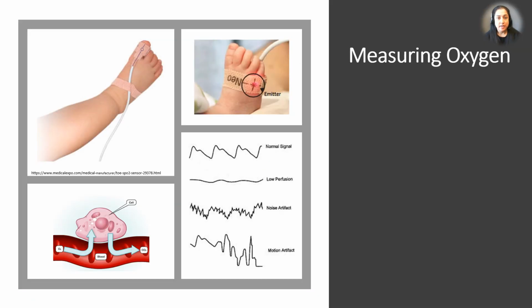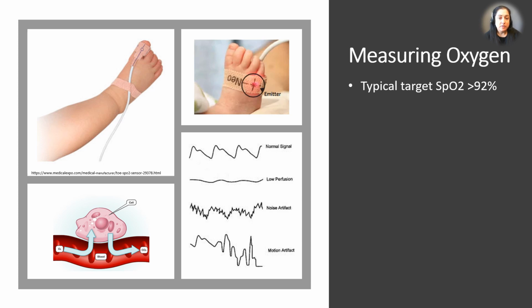Measuring oxygen. We know that SpO2 is the percentage of hemoglobin that are carrying oxygen in arterial blood. PaO2 is the partial pressure of oxygen in the arterial blood, and the normal range is about 60 to 100 millimeters of mercury. In pediatrics, we typically do not perform arterial gases as it can be quite painful. Most of our oxygen titration is based on SpO2.